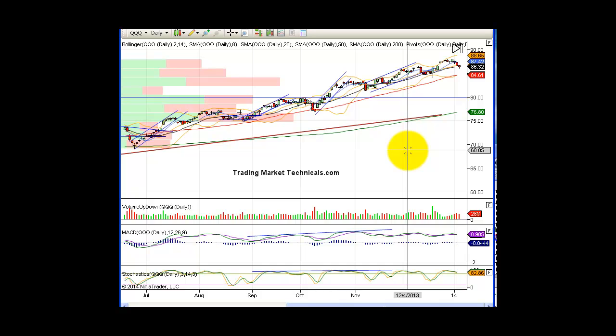So let's see if we get a little bit of a pullback. And if we do get that pullback, and the market starts to push back up again, let's see if we actually put some sort of a tradable top in place, where maybe we get a little bit more downside correction, and then the markets actually start to move higher again in the coming weeks.